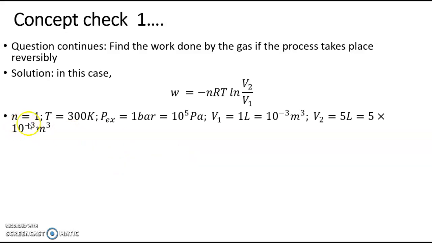Again, we remember our parameters. The pressure is not needed in this case because it varies with the volume as the volume changes. So, putting in all our values, n1 times 8.314 times temperature, natural log of V2 over V1, that's 5 over 1. We put this into the calculator, we arrive at minus 4,014 joules.